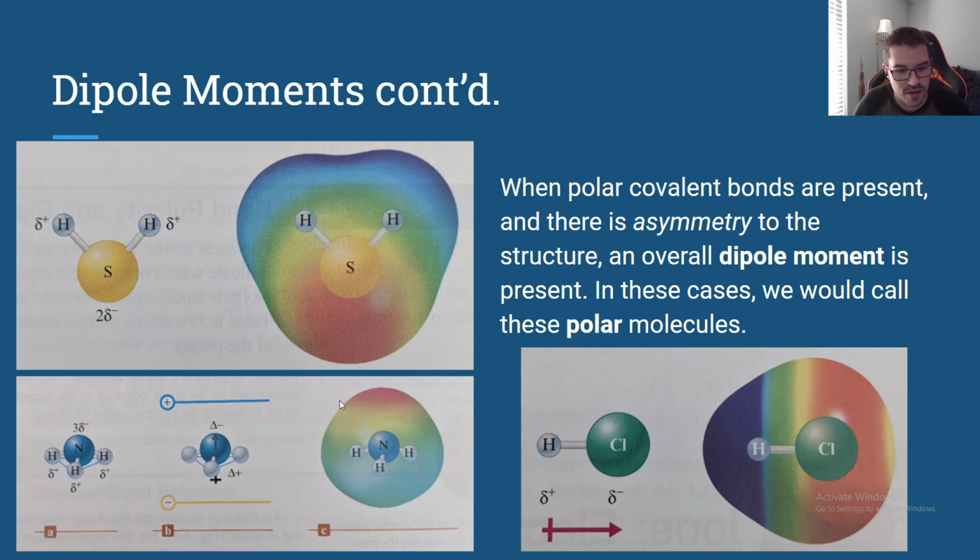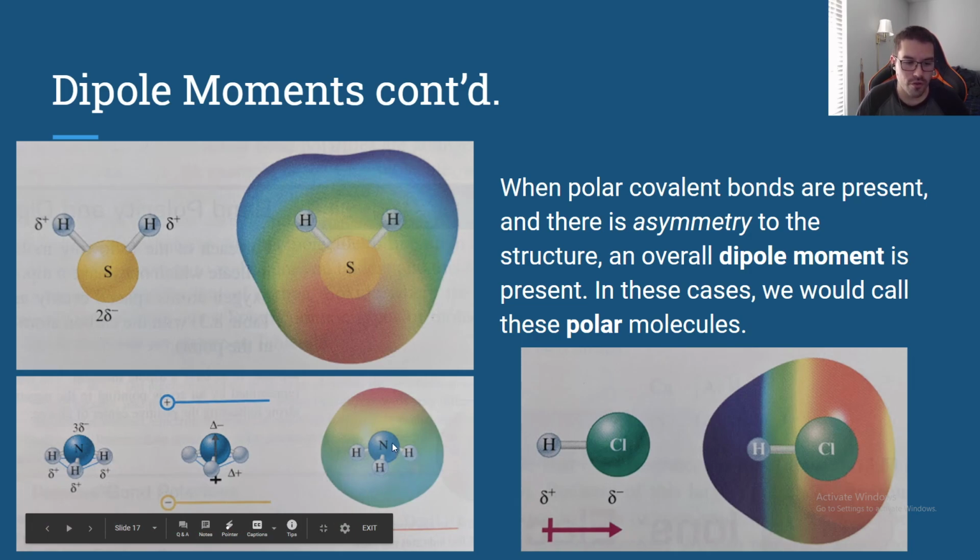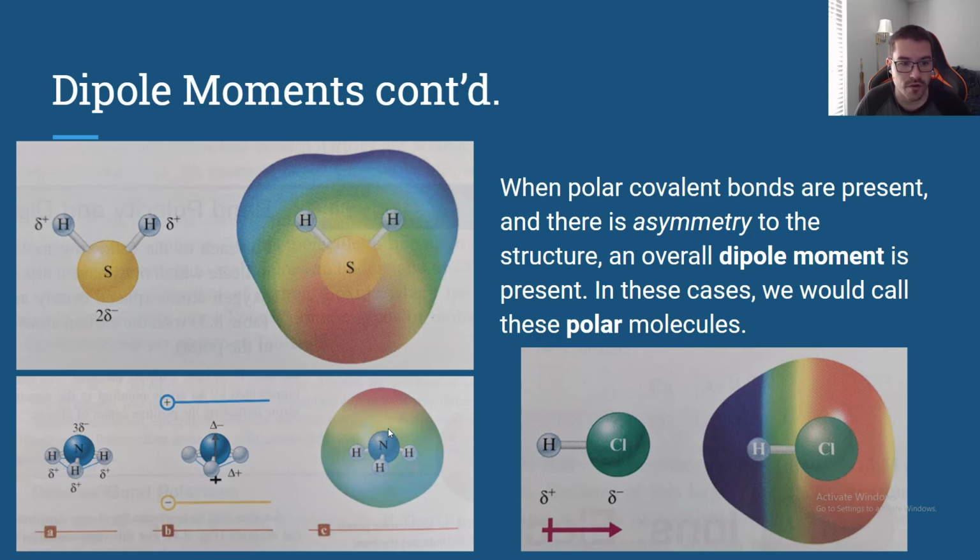Same thing happens in ammonia, okay? NH3. You end up with a partially negative end on the nitrogen and then partially positive ends on the hydrogen end. It's important, though, to understand the 3D molecular geometries that are at play here.